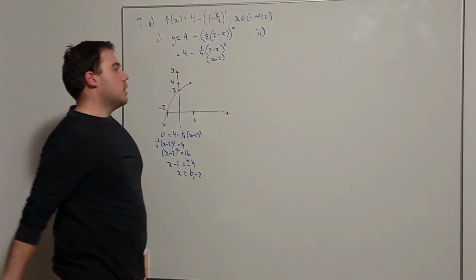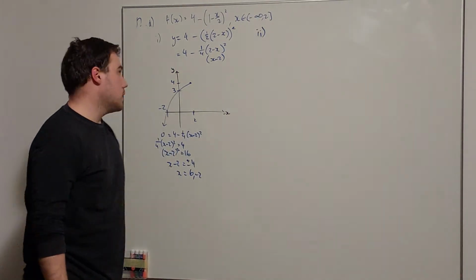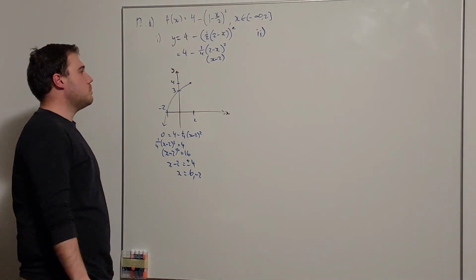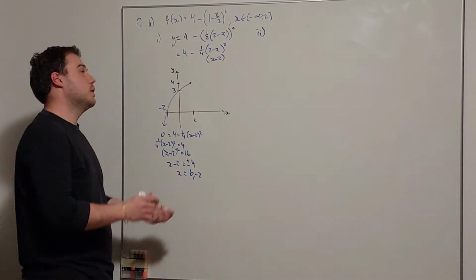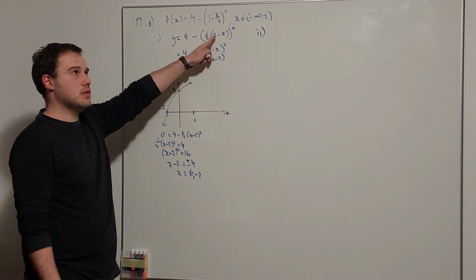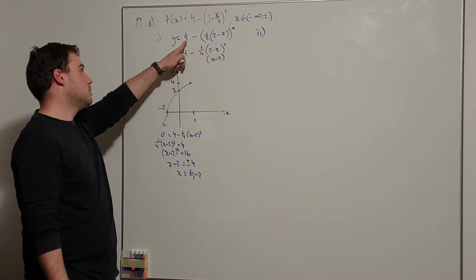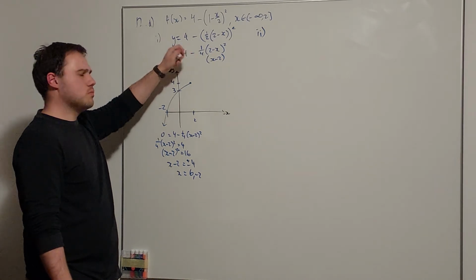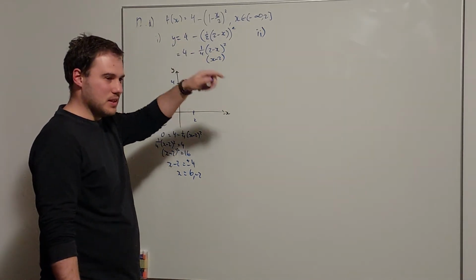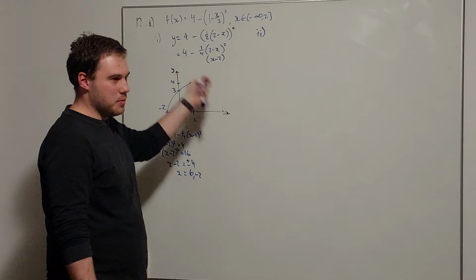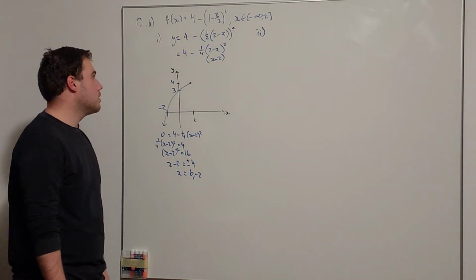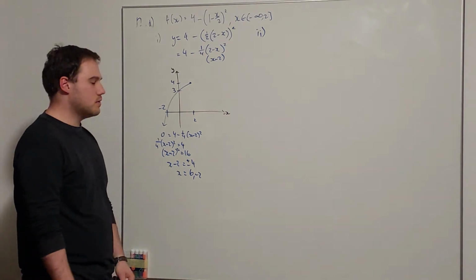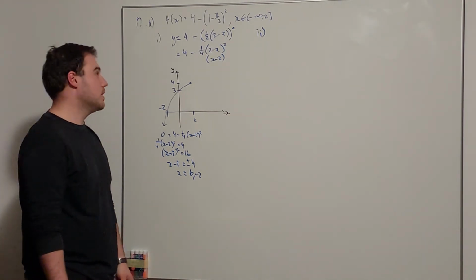Alright, part 2, we're asked to find the inverse function and state its domain. You can do this one of two ways. You can make x the subject and then change x and y, or change x and y and make y the subject. So which one will I choose? Flip of a coin in my head.